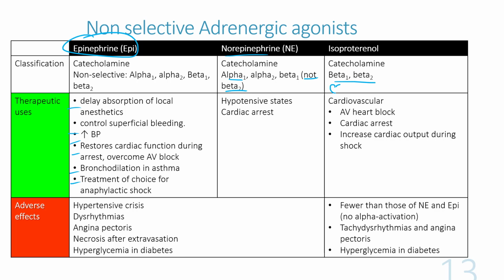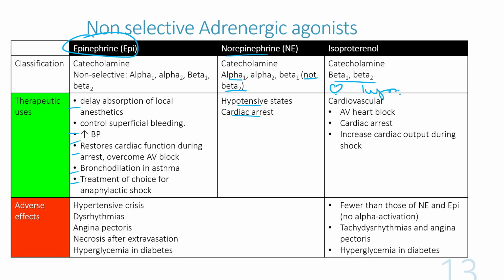So beta 1 receptors are found in the heart, beta 2 are found in the lungs. All right, so again, norepinephrine is used for some of the same uses as epinephrine, whereas isoproterenol has no effect on blood vessels, and so it's again used for similar things as norepinephrine and epinephrine.